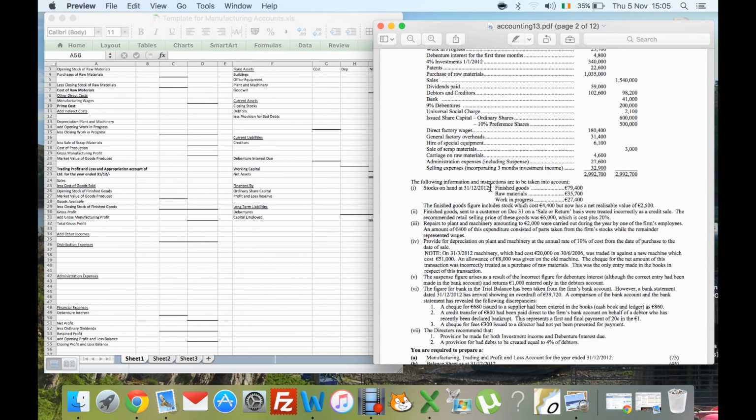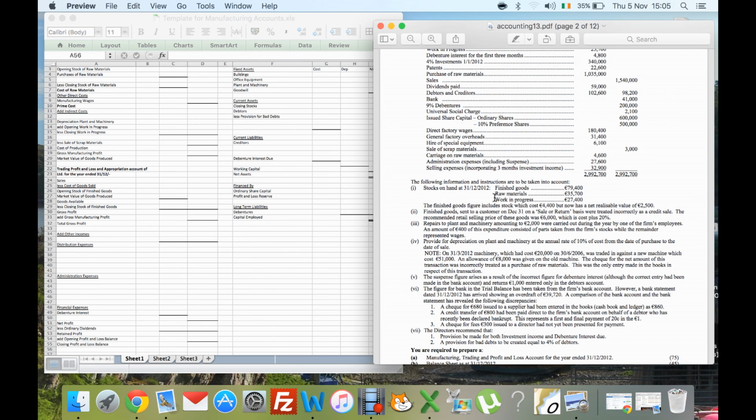So we start off with stock on hand: finished goods, raw materials, and work in progress. Work in progress is here, raw materials is up here, and finished goods is in your trading account. So there are my three figures. I'd normally add those three figures together, and there's the total, and that's what goes into my current assets.